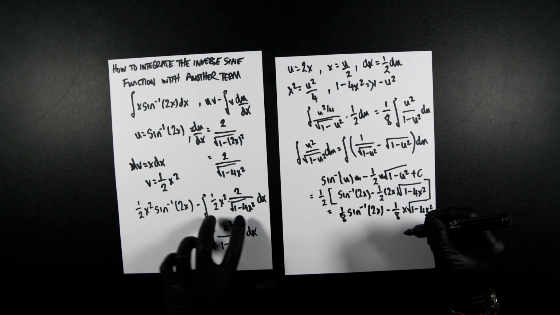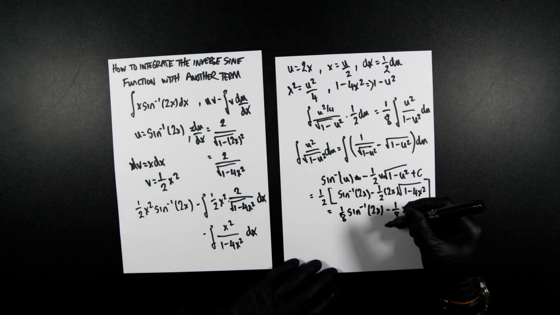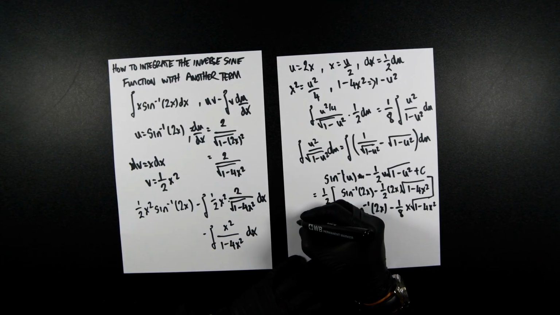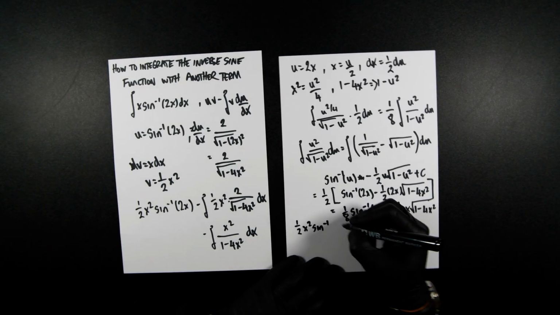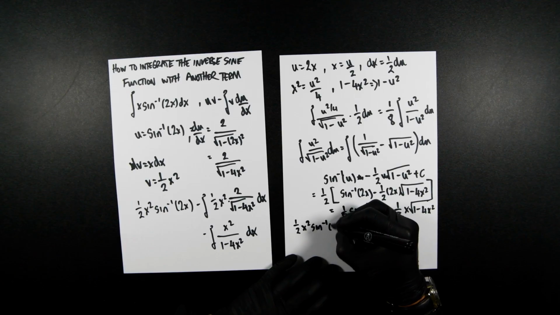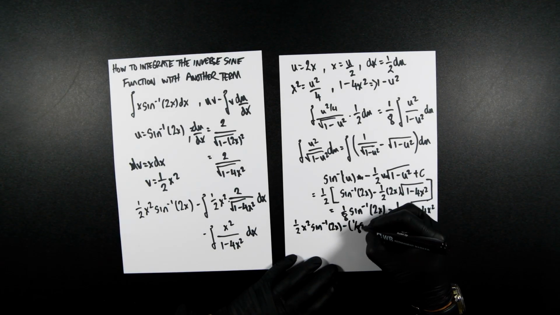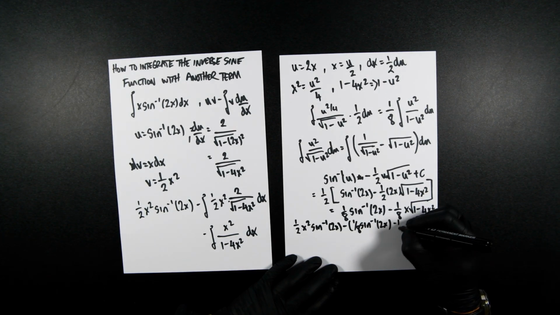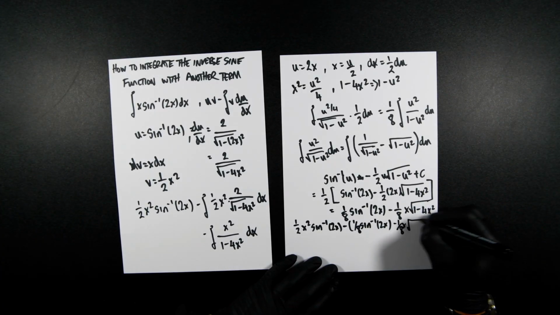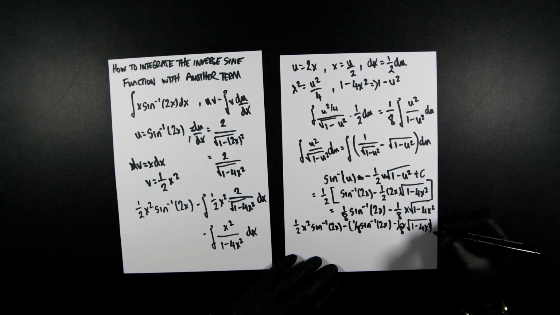So we've got this, and now we've solved this part, so we can now bring it all together. So you're going to get, let's see if I can fit it in, a half x squared sine^-1 of 2x minus an eighth sine^-1 of 2x minus an eighth x all square rooted to 1 minus 4x squared.